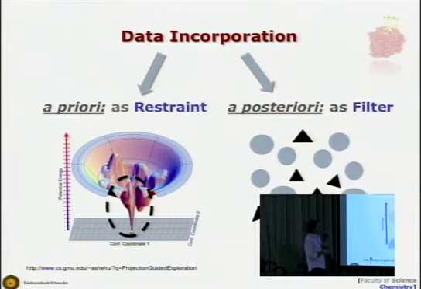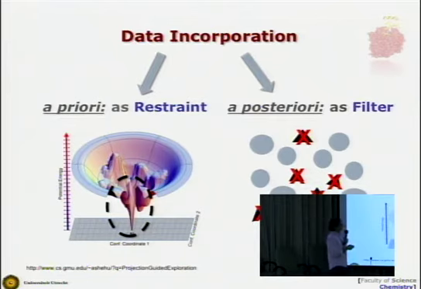The other way of using experimental information is a posteriori. So you generate a large number of models, and then you score them and remove all the ones that do not explain your experimental data. So this will be a filter. So that's a posteriori use of the data.